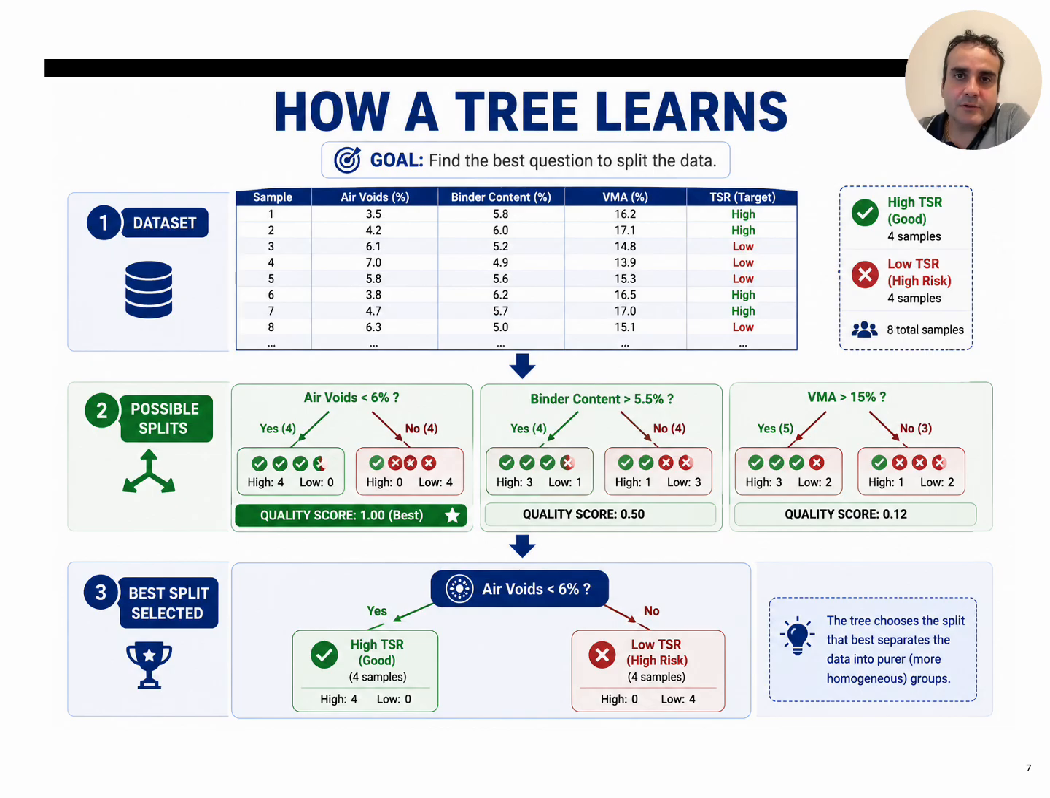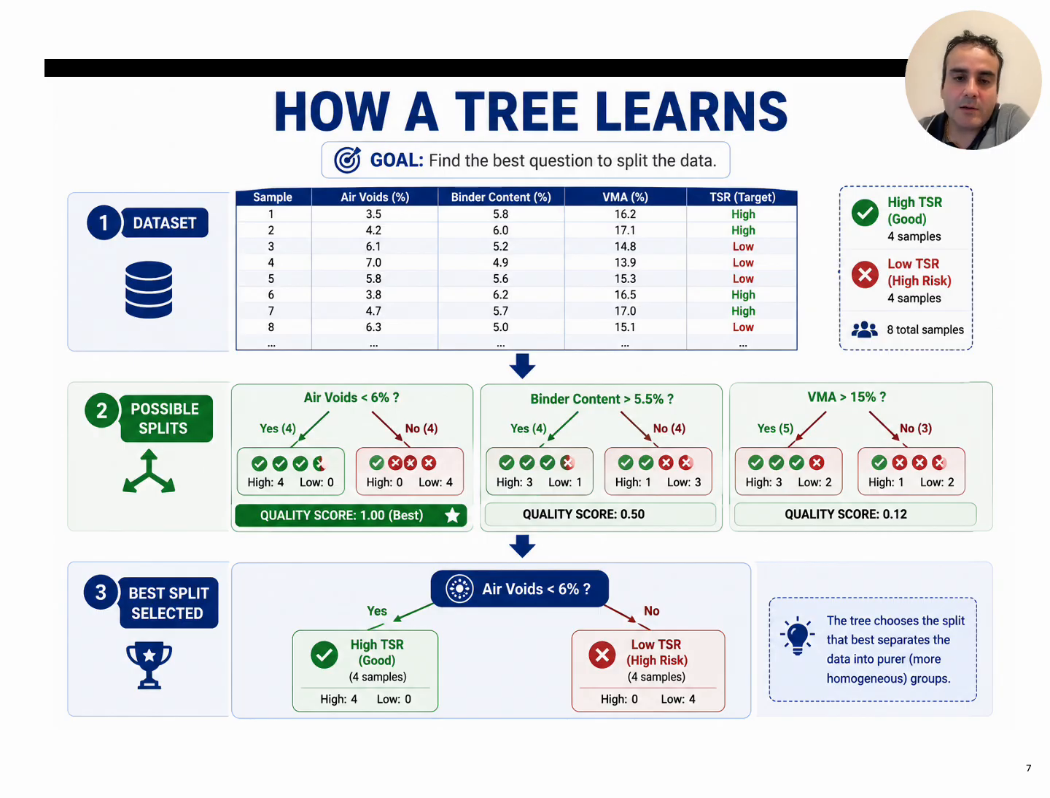This slide illustrates how a decision tree actually learns from data. The table at the top represents the original dataset. Notice that it contains multiple variables and the corresponding target values. The algorithm evaluates many possible split points. In the center of the slide, you can see examples where different thresholds are tested.